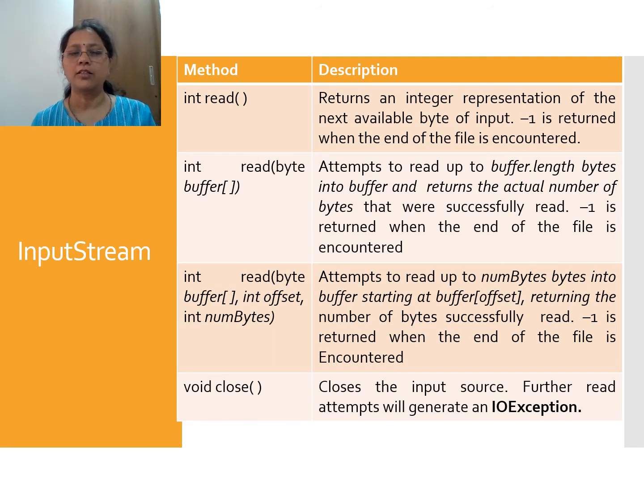While the third read method attempts to read the number of bytes specified as the third parameter from the offset specified in the buffer array, and it returns the number of bytes it has successfully read, and in case of end of file it returns -1. The last method, that is the close method, closes the input source, and all these methods always attempt to generate I/O exceptions.